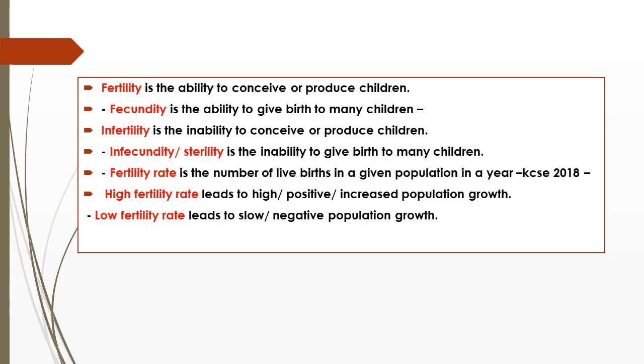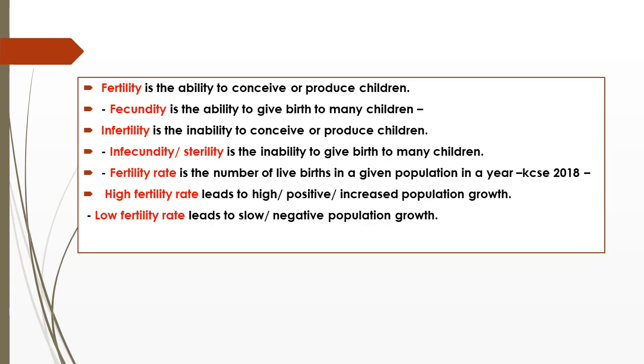Fertility rate is the number of live births in a given population in a year. The number of live births, how many children that are born alive within a year. That is what we call fertility rates. The number of live births in a year in a given population is what we are calling fertility rate.